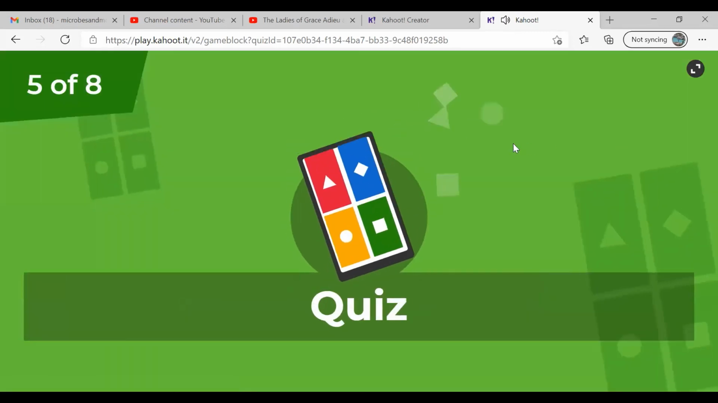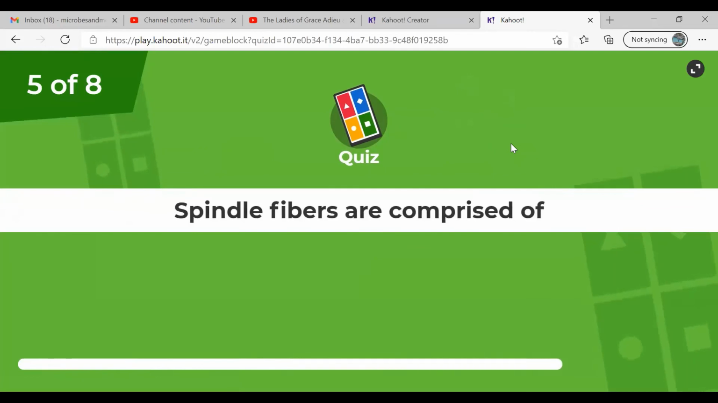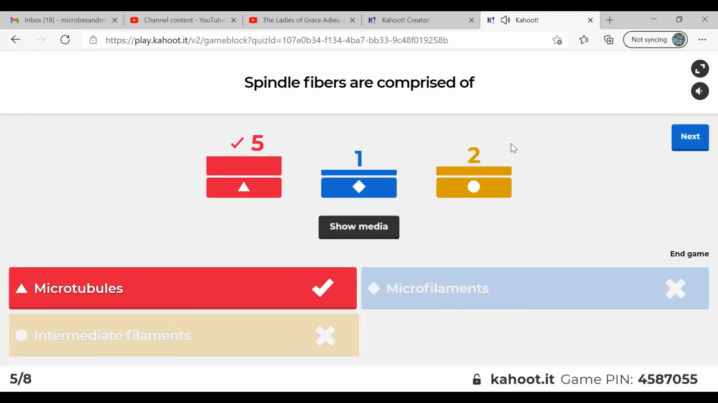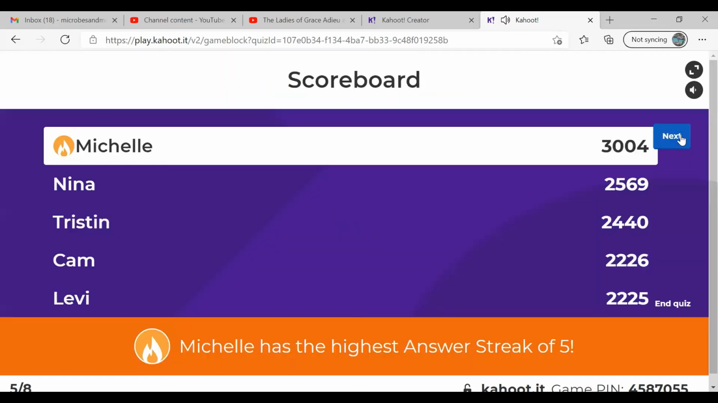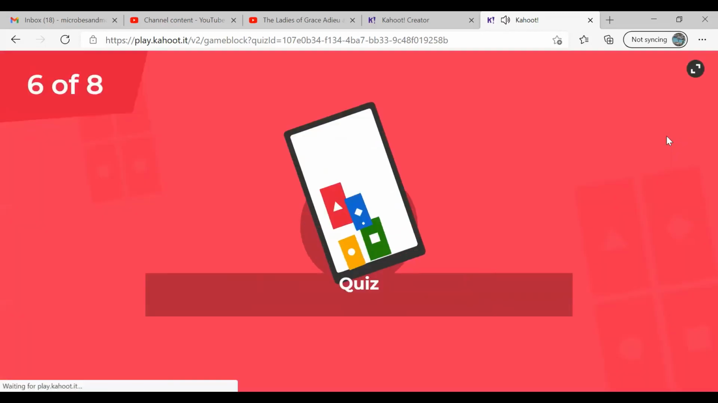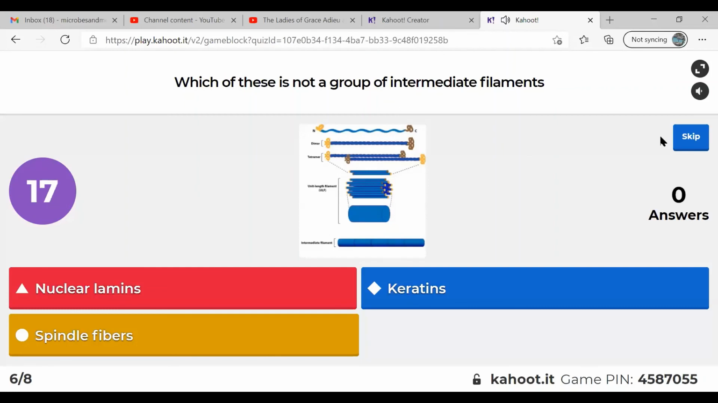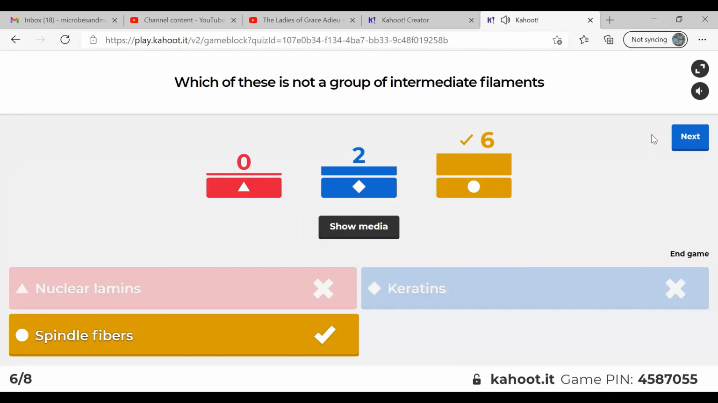Okay, Michelle is coming in hot. Question 5, spindle fibers are comprised of... I just told you the answer, what spindle fibers are, so hopefully you were listening. That's right, microtubules. All right, a couple more questions. Question 6, which is not a group of intermediate filaments? This is right from the notes we just did. Spindle fibers. Spindle fibers are not intermediate filaments, they are microtubules.